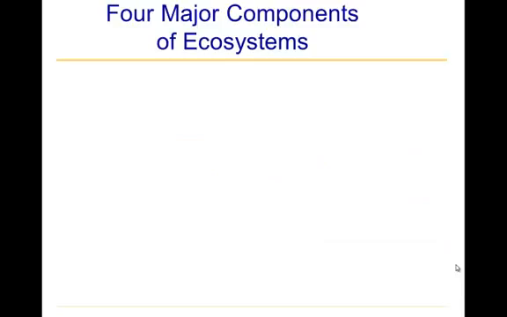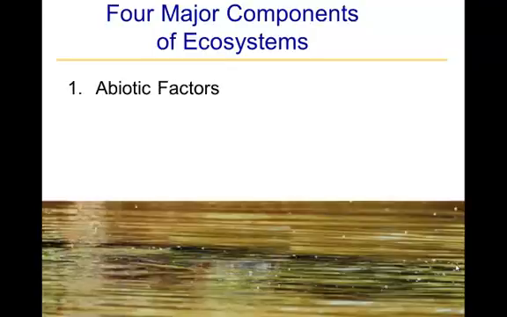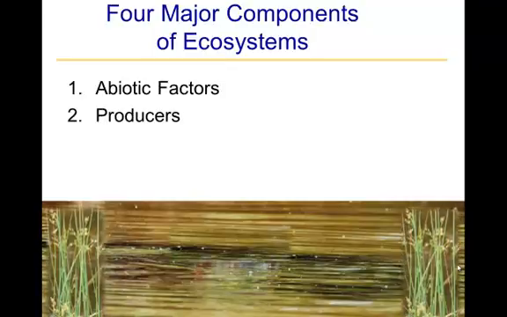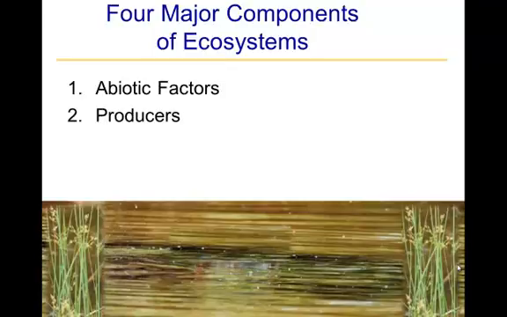But here we can look at the four major components of ecosystems. First, abiotic factors. This is an aquatic ecosystem, and you can see here the surface of a slow-moving river. Producers are a second major component. Here I'm showing macroscopic plants that are emergent plants, but also there would be producers which are unicellular algae floating in the water. A third component here are consumers.